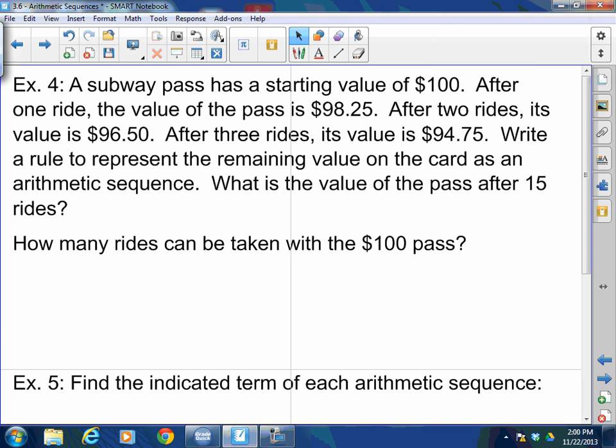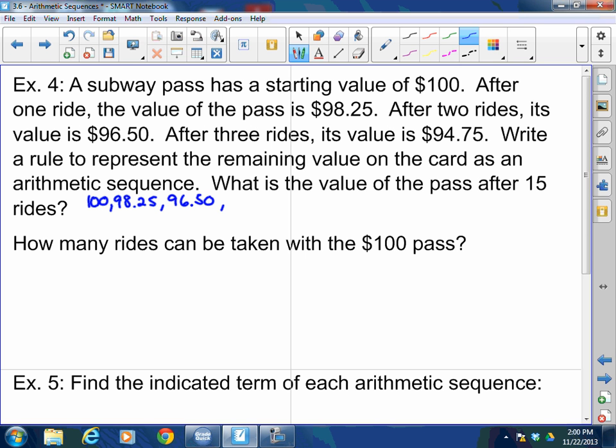All right. So when we're going to start a word problem like this, I don't want you to freak out. I want you to write what you were given, guys. So what were you given? You were given the following sequence: 100, 98.25, 96.50, 94.75. I want to find the value after 15 rides. So I want to find the value of the 15th term, after 15 rides on my card.